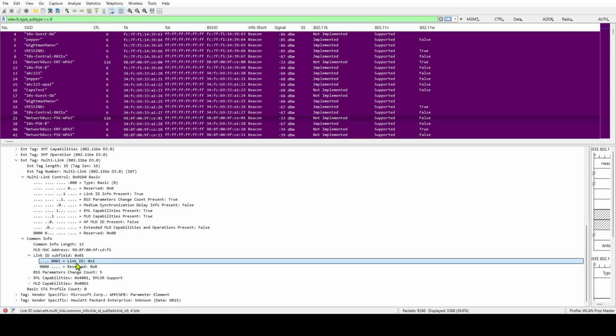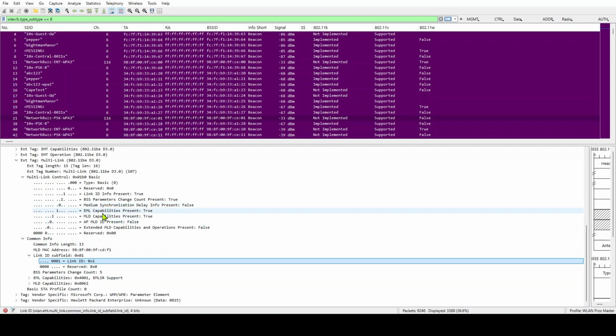Another important note to make here is this link ID. This link ID represents which band the link is operating on. So link 0 is 6 gigahertz, 1 is 5 gigahertz, so we're on a 5 gigahertz band right here, channel 116, and a 2 represents 2.4 gigahertz.